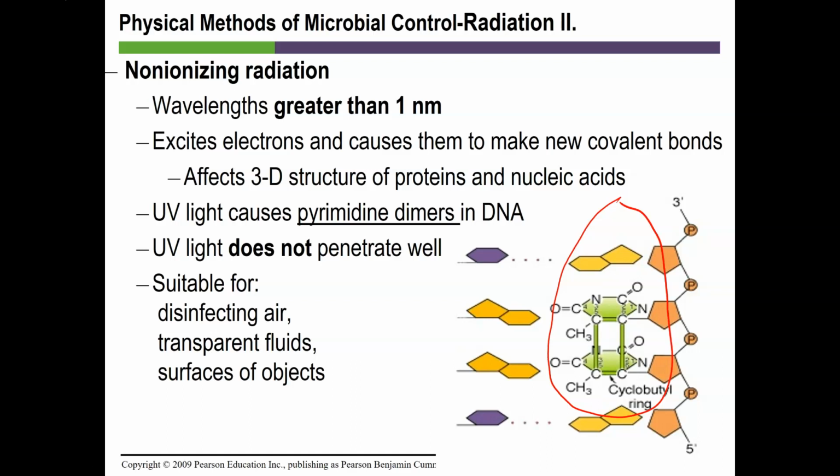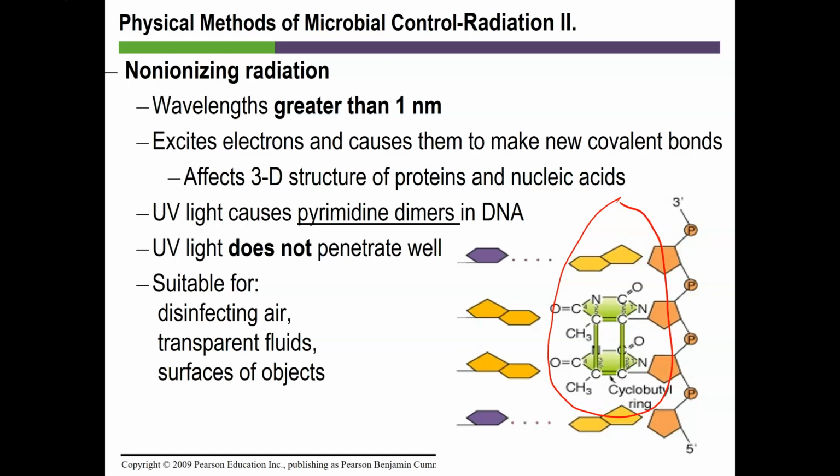If these improper bonds are not repaired, it will lead to mutations. The dimers are what leads to things like skin cancer. If enough of these are formed in the skin cells, your skin cells are not able to repair them all, and this leads to mutations when the cells divide. Eventually, these mutations lead to cancer. However, UV light is used for disinfecting things like air or transparent fluids or surface objects. The damage to the nucleic acids kills microbial cells.